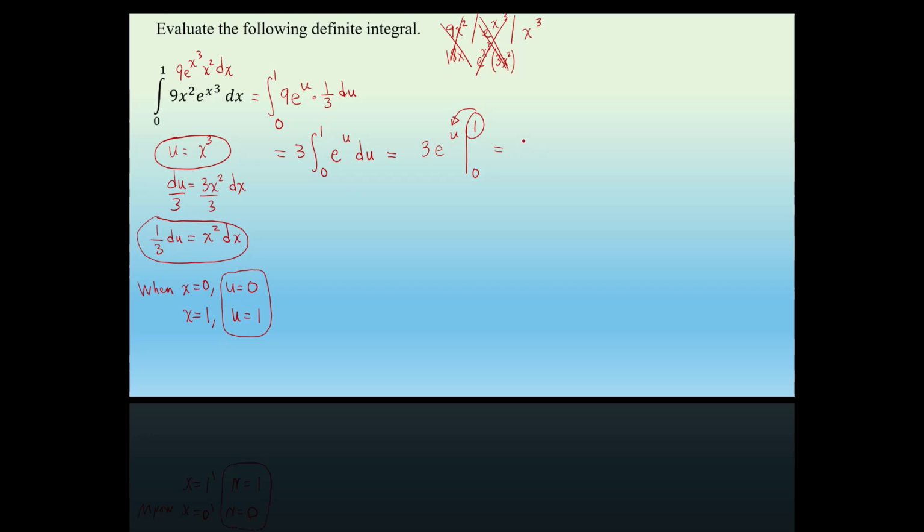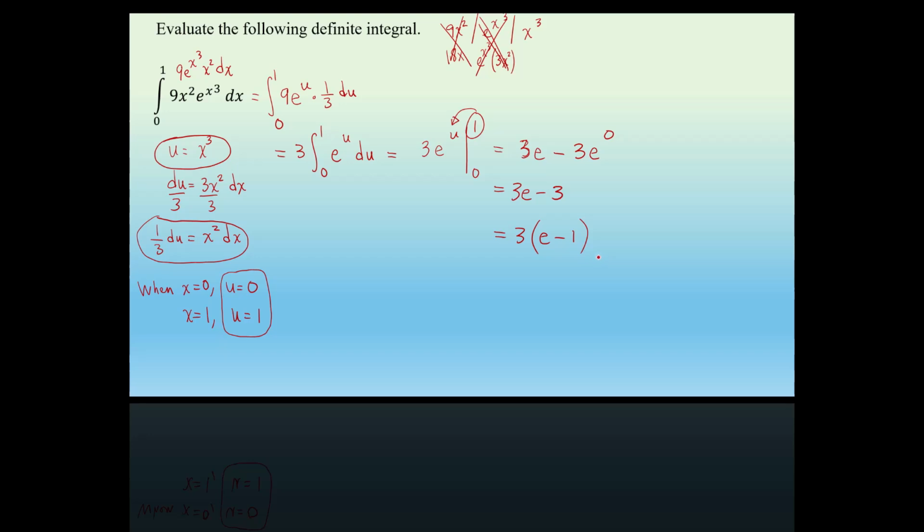So this is 3 times e to the first power minus 3 times e to the 0th power. Well, we understand that e to the 0 is 1, so this is really just 3e minus 3. Of course, we can just pull out the 3. We could have done that from the beginning. And we end up with 3 times quantity e minus 1.